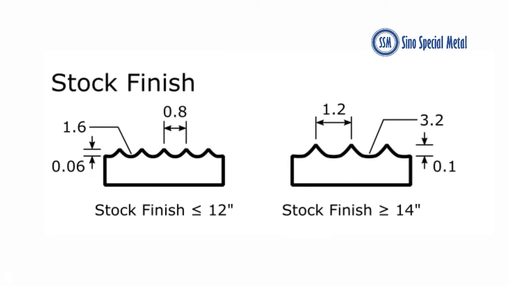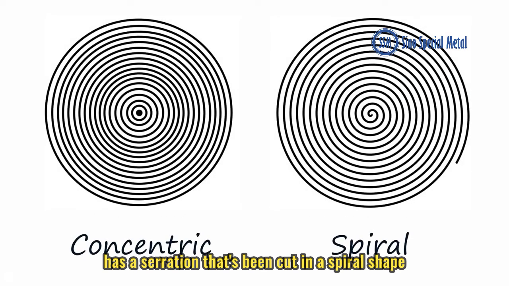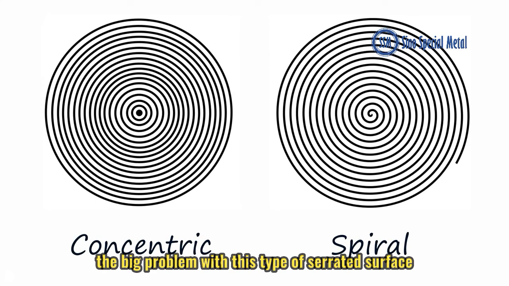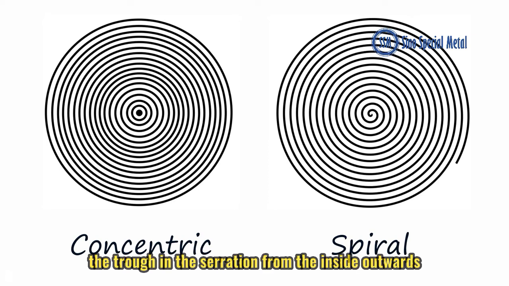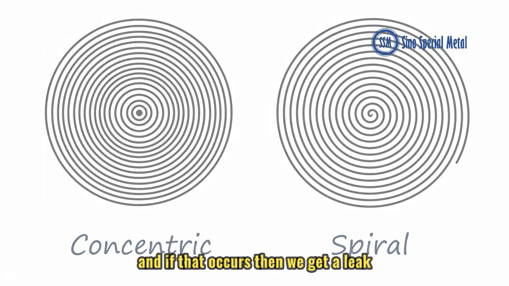A spiral serrated surface has a serration that's been cut in a spiral shape onto the flange sealing face. That's the serration shown on the right side of the screen. The big problem with this type of serrated surface is that thin, low viscosity fluids can flow along this serration path, the trough in the serration, from the inside outwards, and if that occurs, then we get a leak.